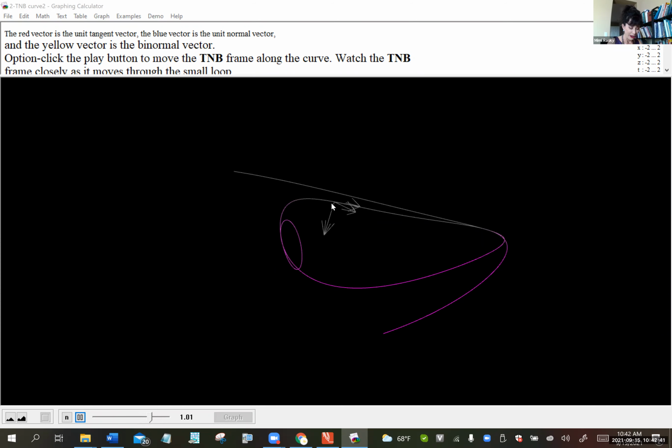Now, what we're going to look at at the very end of this section is the plane that contains the T and the N vectors. You can think of that as a flat plane containing those two vectors. The acceleration vector is guaranteed to always live in the plane of T and N, which is kind of a cool fact in physics.